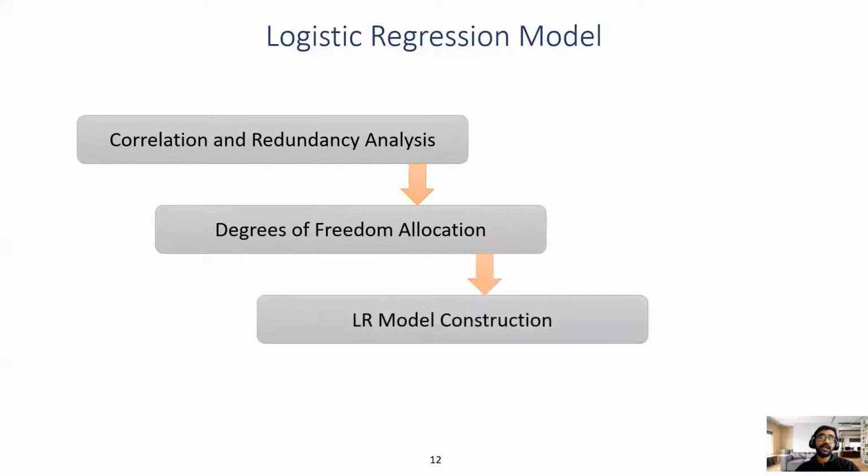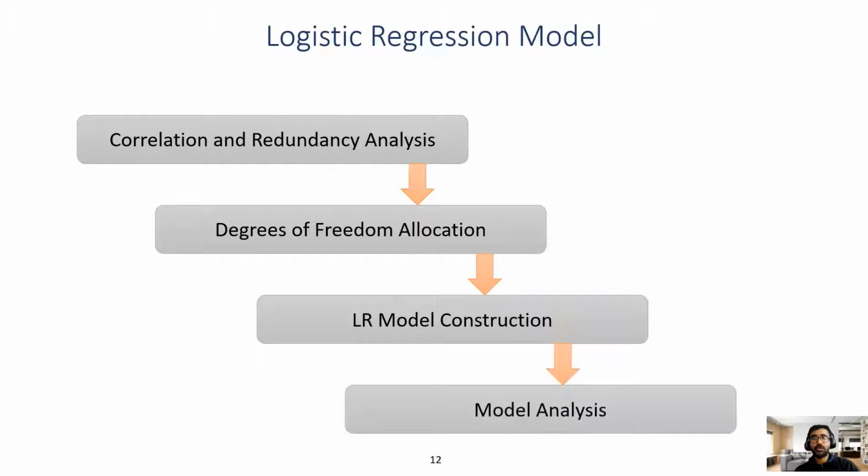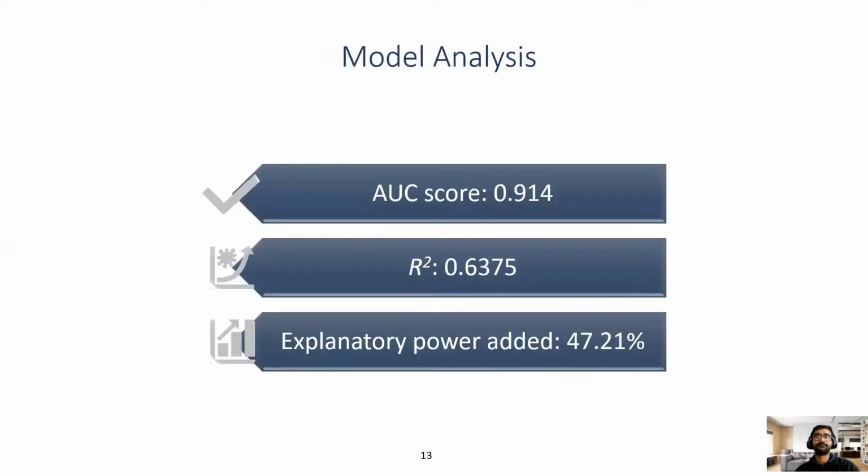After eliminating highly correlated attributes and allocating degrees of freedom to the remaining attributes, we construct our logistic regression model. Finally, we analyze our model. Our model achieved an AUC score of 0.914 and adjusted R-squared value of 0.6375. Our attributes explain 47.21% variances of the model, which can be considered as a significant improvement over the null model.